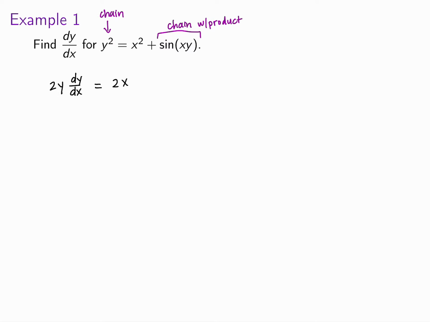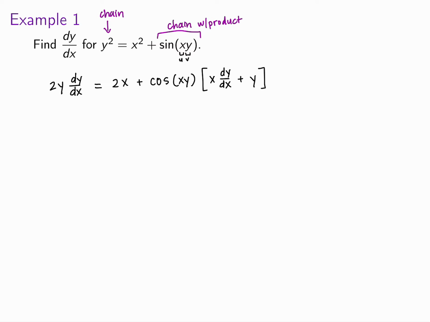And then derivative of sine of xy, we have a chain situation going on here. So derivative of the sine of something is the cosine of that same thing, cosine of xy, times, now I need to multiply times the derivative of xy, which will take a product rule. So I'll think of x and y as my u and v. So it'll be x times the derivative of y, which remember is dy/dx, plus derivative of x is a 1 times y.